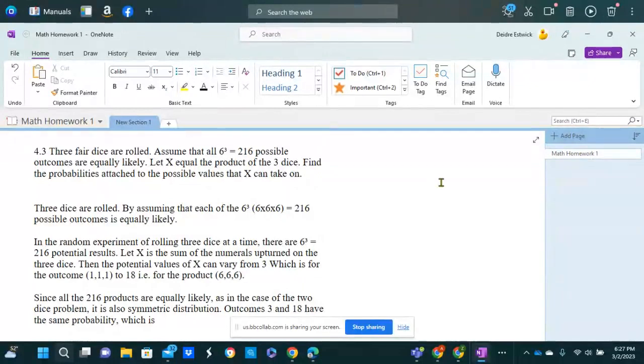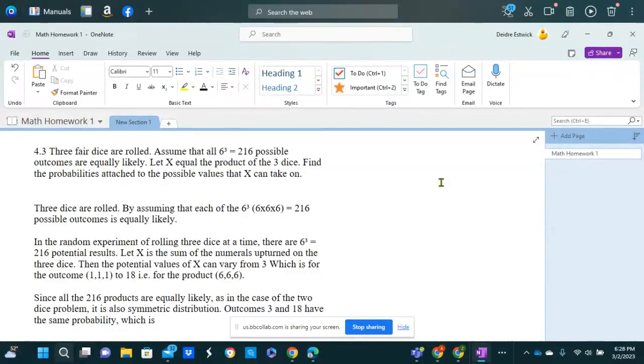Well, this thing is 3, right? 3 are rolled. So you could have 1, 1, 1 would be one possible outcome. You could have 1, 1, 2. You could have 1, 1, 3, 1, 1, 4, 1, 1, 5, 1, 1, 6. Then 1, 2, 1, 1, 2, 2, 1, 3, 1. You have, it's more than 6.